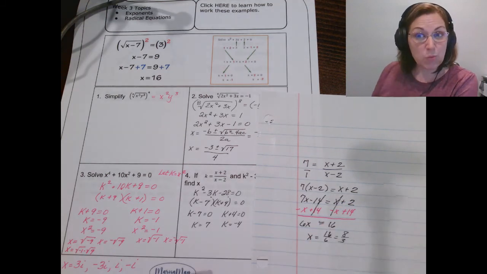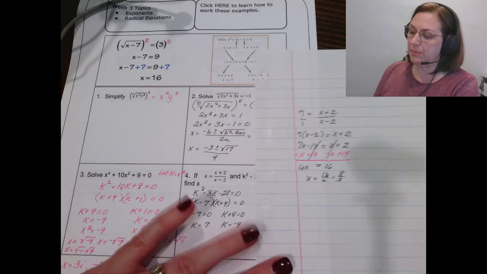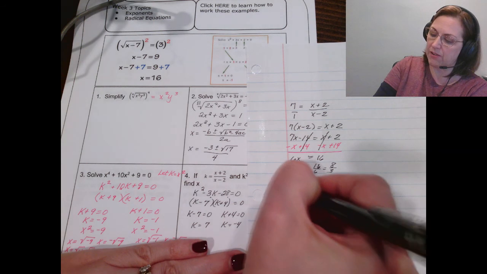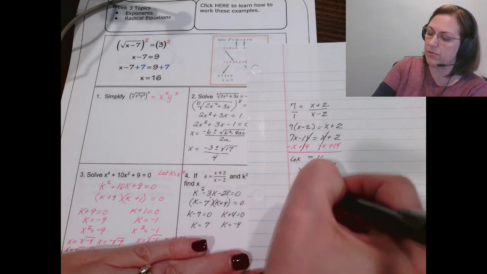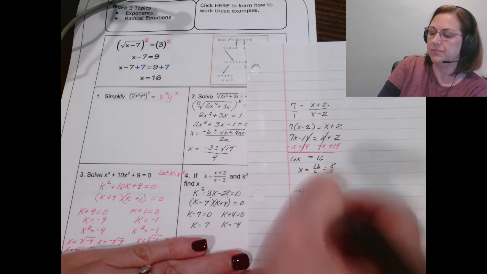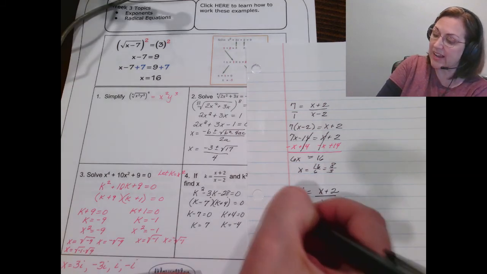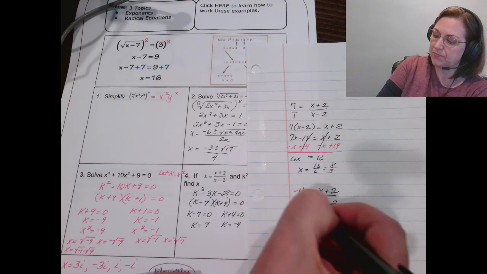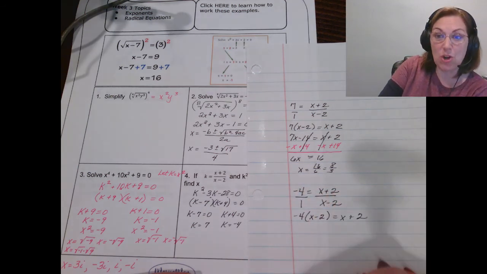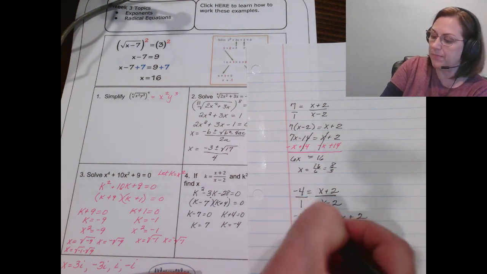But this is just one solution for x. Remember, we also found that k could be -4. So let's do the same with -4. I've got -4 equals x plus 2 over x minus 2. We'll put it over 1. Cross multiply again, and then distribute. You can see we're solving this one the exact same way we did the other one.